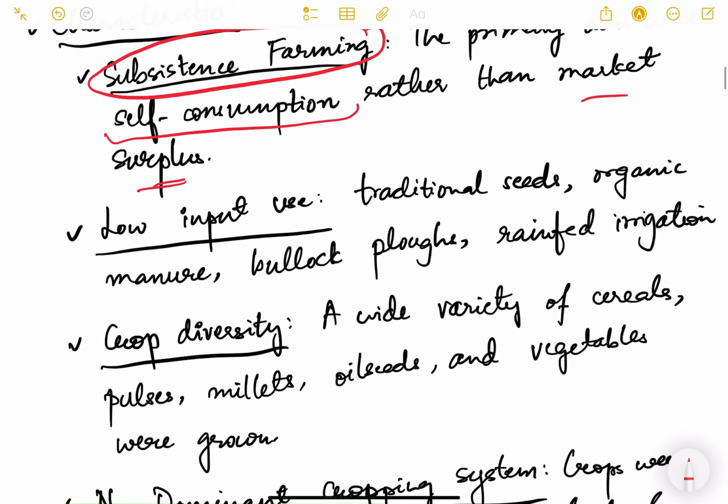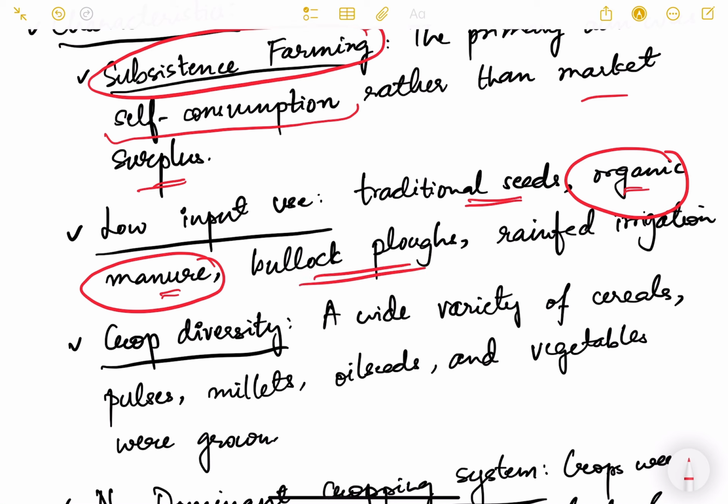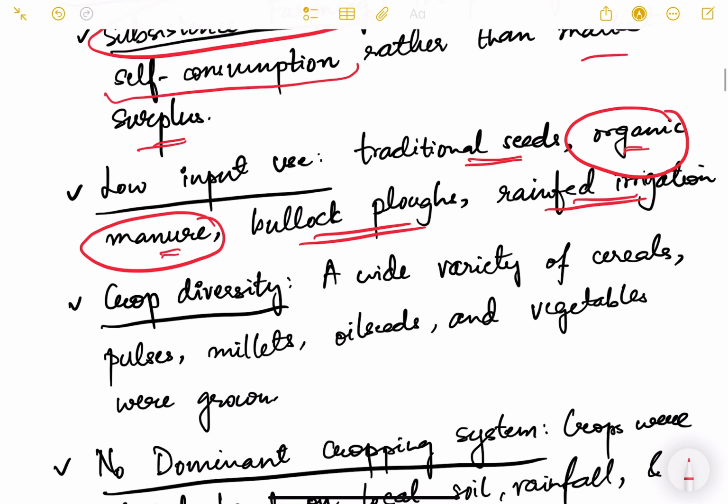Second was low input use. The seeds that were used were traditional, which were not high yielding. Organic manure was used, which is now a positive thing actually, but the production was obviously low because chemical fertilizers are more effective in increasing production than organic fertilizers. Bullock plows were used, so there was no machinery. Rain-fed irrigation: irrigation was also very, very less. People used to depend on rainfall, on the monsoon. So these were the characteristics.